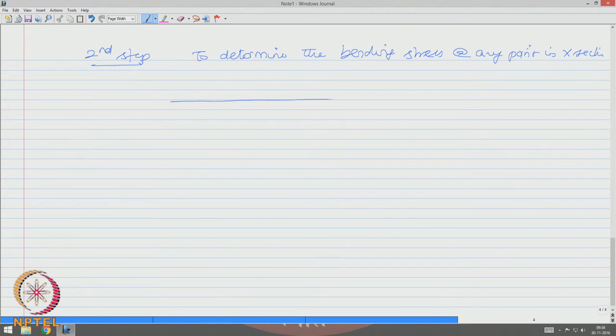Having determined the principal axis of moment of inertia, the next step is to determine the bending stresses at any point in the cross section. So, let us say this is my beam which has a cross section of some shape. We have the z axis and the y axis and the x axis marked like this.